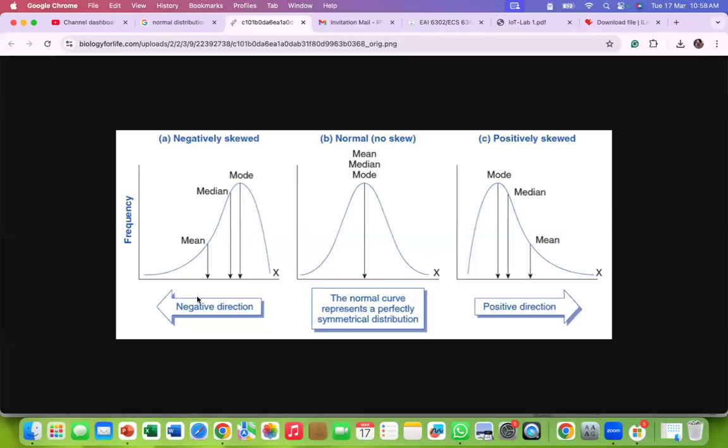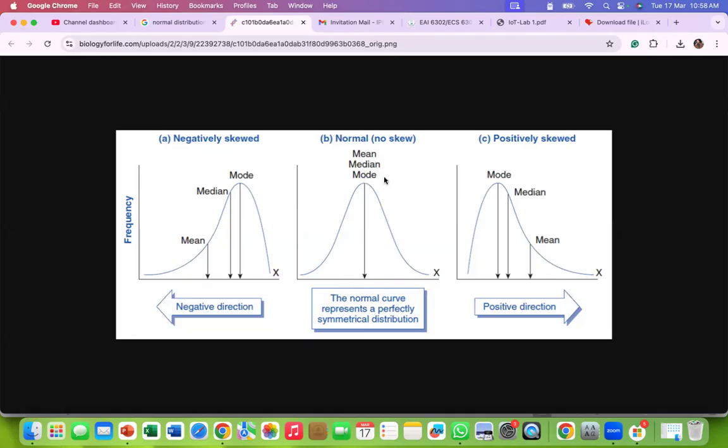So you can see this is normal distribution. The normal curve represents a perfectly symmetrical distribution. So this is like this, and this is normal distribution. No skew. There is no skew, right? And mean, median, mode are here only.